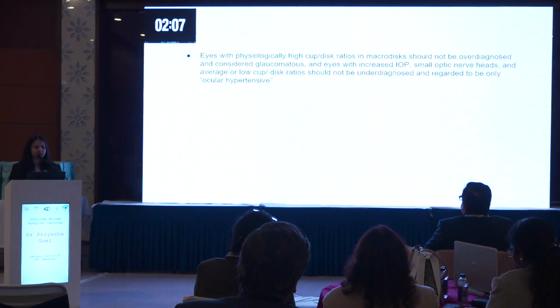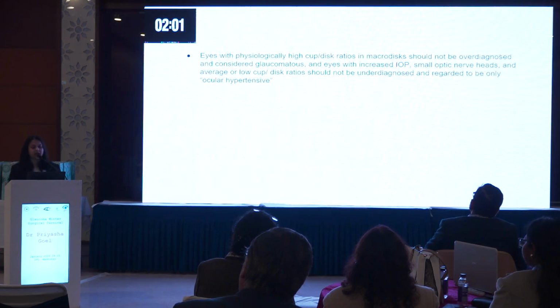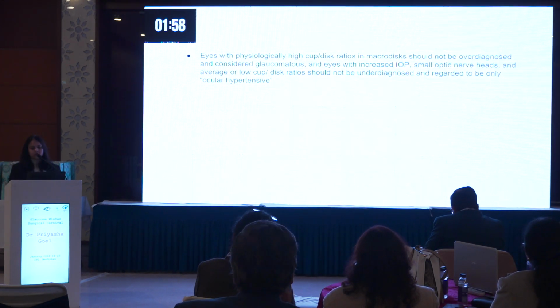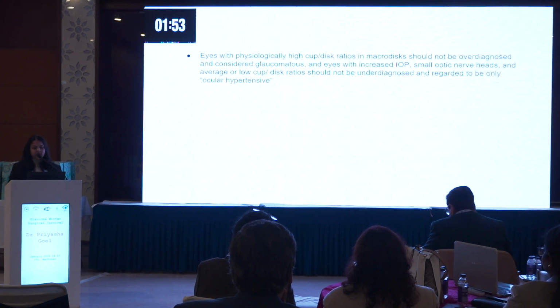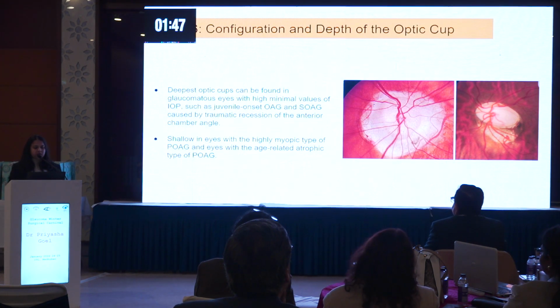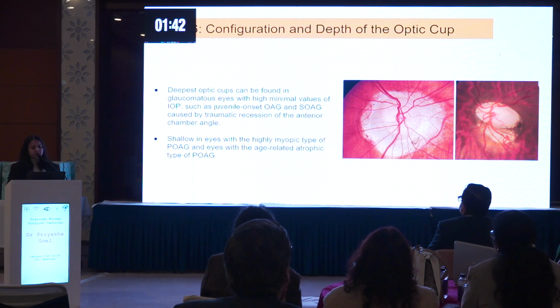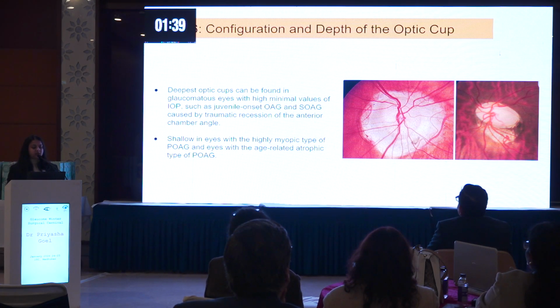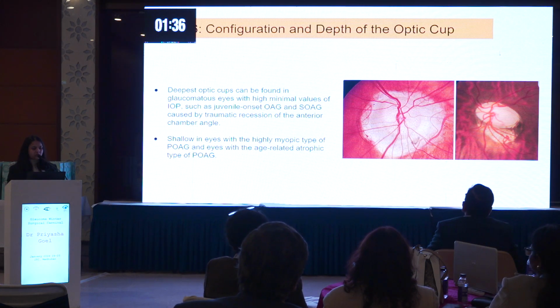Also, a high cup disc ratio can be seen in a large disc, which may lead to overdiagnosis of glaucoma, and a low cup disc ratio can be seen in small optic nerve heads, which can lead to underdiagnosis of glaucoma. Coming to the configuration and depth of the optic cup, the deepest optic cups can be found in glaucomatous eyes with high maximal values of IOP, such as juvenile onset open angle glaucoma and secondary open angle glaucoma like traumatic angle recession. Shallow cups can be seen in highly myopic eyes, as we can see in this picture.